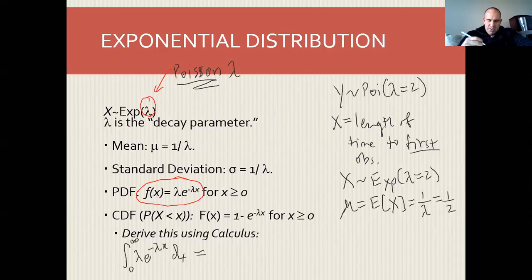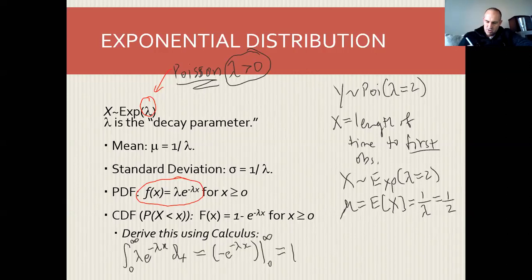Well, the antiderivative of this thing, lambda is just a constant, is just minus e to the minus lambda x, evaluated between 0 and infinity. By the way, it's worth noting that lambda is greater than 0. If I let x go to infinity, of course, e to the minus infinity is 0. And it's going to be minus negative, that thing evaluated at 0, and indeed you get 1. So that thing does integrate to 1, as it should.